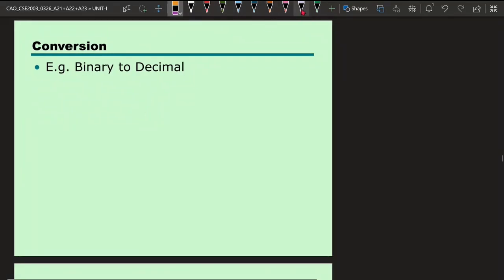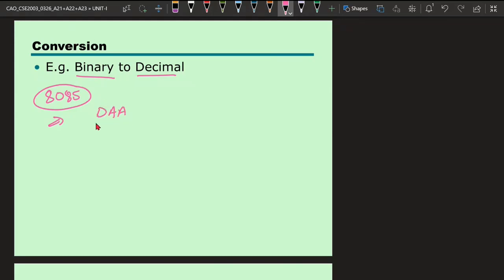The next one is conversion. There are different types of conversions, like binary to decimal conversion and decimal adjust accumulator. Some instructions are basically built to convert a binary number or BCD number to its decimal equivalent. In case of 8085, one instruction is there that is called DAA. It is called decimal adjust accumulator.